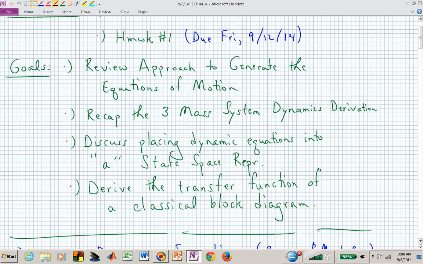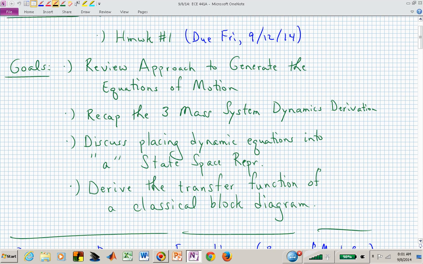What I want to do today is very quickly go over these first two items. We'll review the approach you can follow to derive these dynamic equations. We will go through the three-mass system dynamics derivation very quickly, showing you the steps, and it will just flow in front of you like a movie, but you'll at least see a visual as we're talking about these equations.